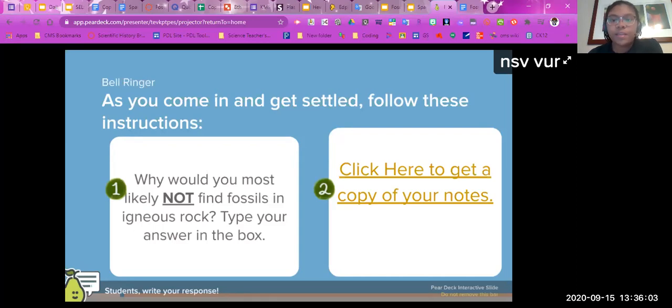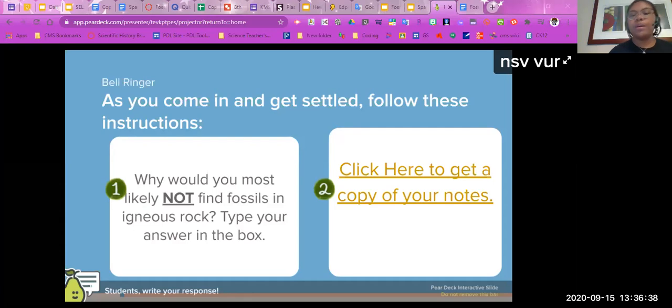Igneous rock does not contain any fossils. This is because any fossils in the original rock would have melted when the rock melted to form the magma. That is exactly correct. Good job. So yeah, we got the gist of it. Good job, guys.